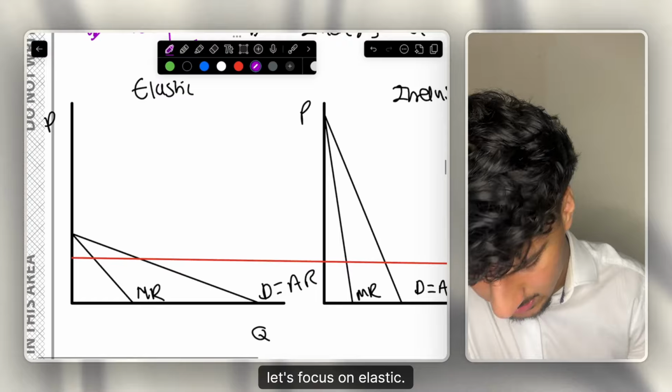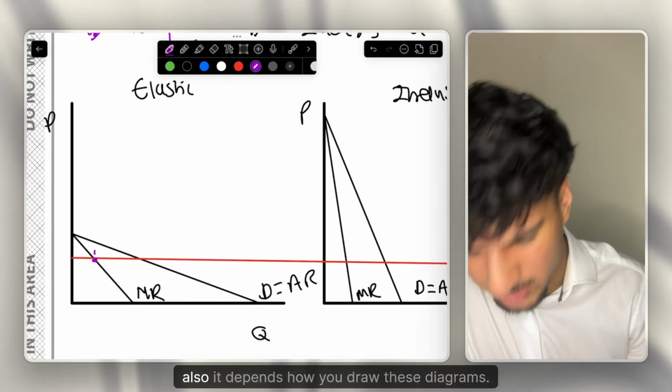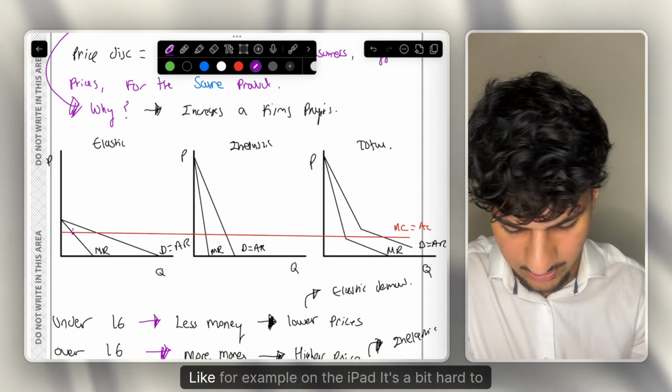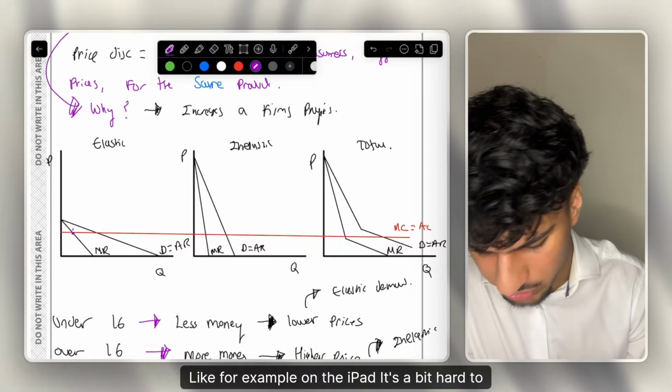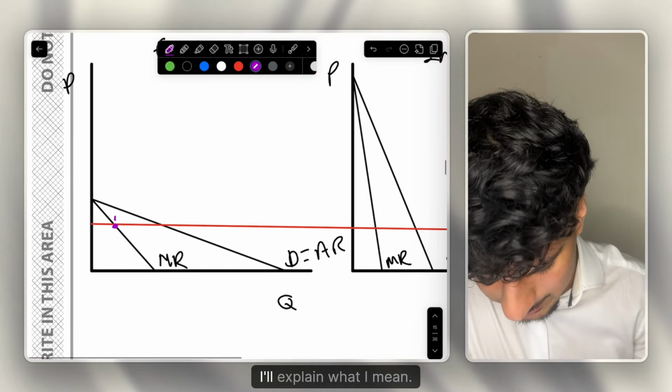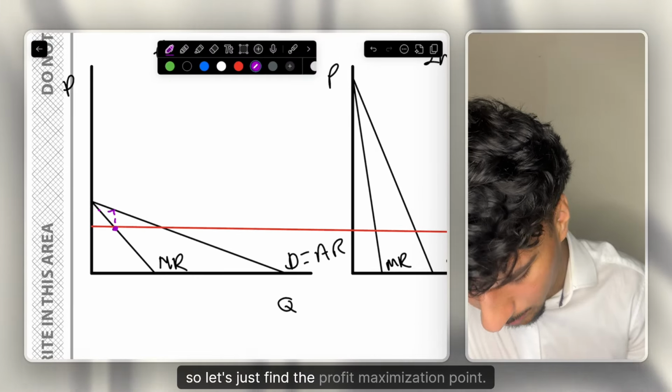Let's focus on elastic. So just as always, MC. Also, it depends how you draw these diagrams. For example, on the iPad it's a bit hard to draw them, so I'll explain what I mean. But so let's just find the profit maximization point.